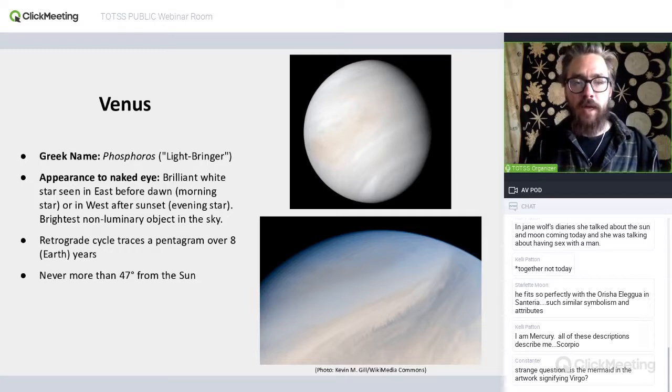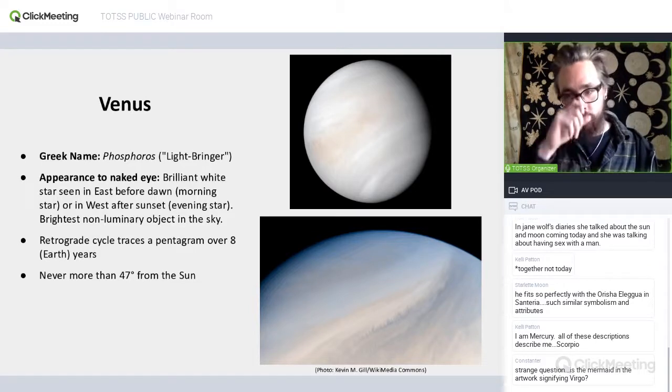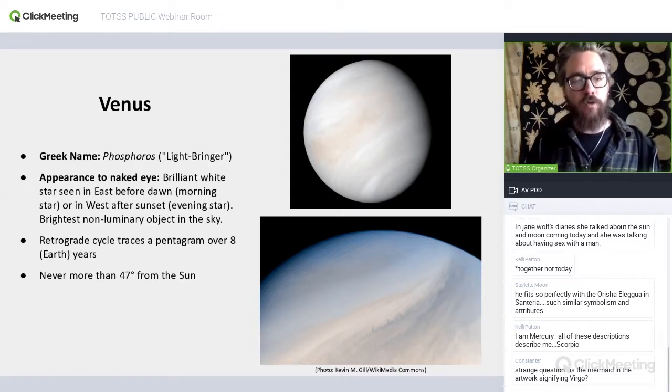All right, so Venus, the Greek name was Phosphoros, meaning light bringer. Venus's appearance to the naked eye is a brilliant white star, seen in the east. When she's a morning star, she's seen in the east before dawn, or in the west after sunset when she's an evening star. And she's the brightest non-luminary in the sky. She's brighter than all the other planets and brighter than any of the fixed stars.